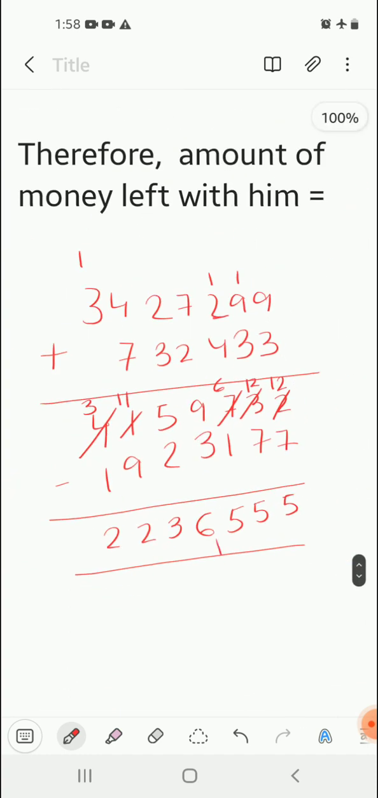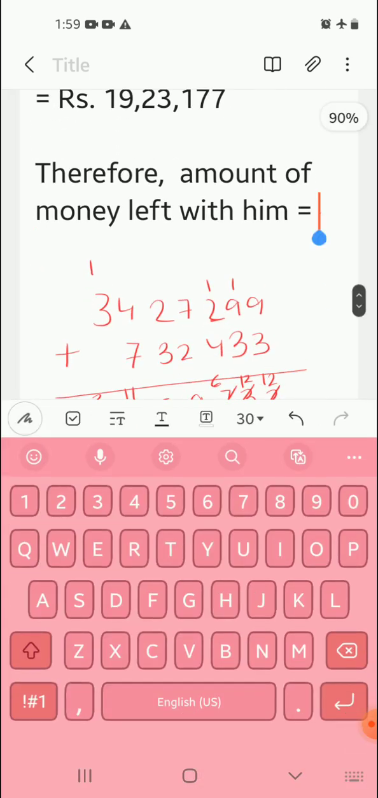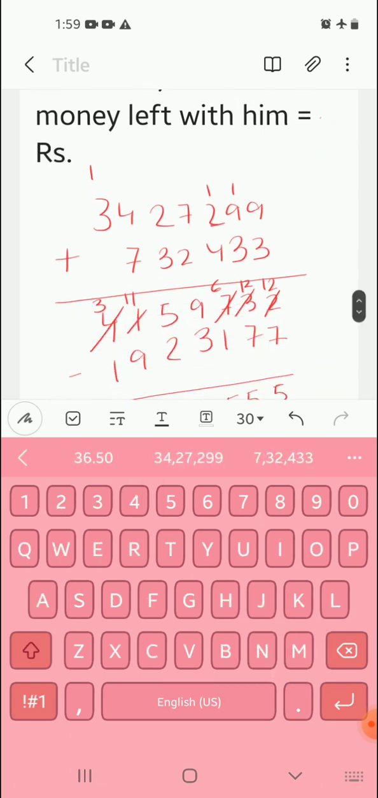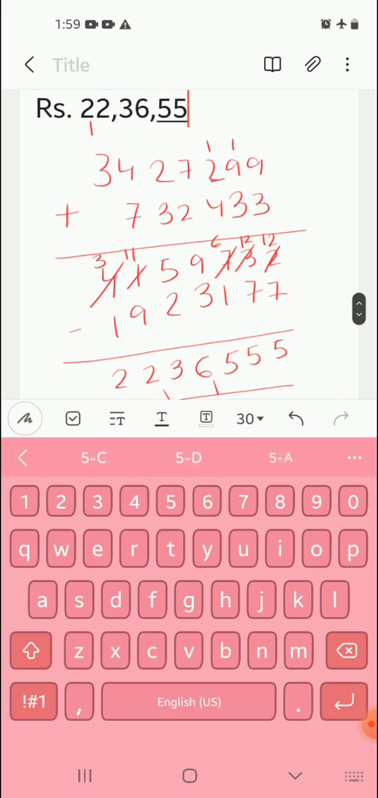So the amount that we are left with is 22,36,555. So this will be our answer. So we're going to write it over here. Just copy it. It will be rupees 22,36,555.